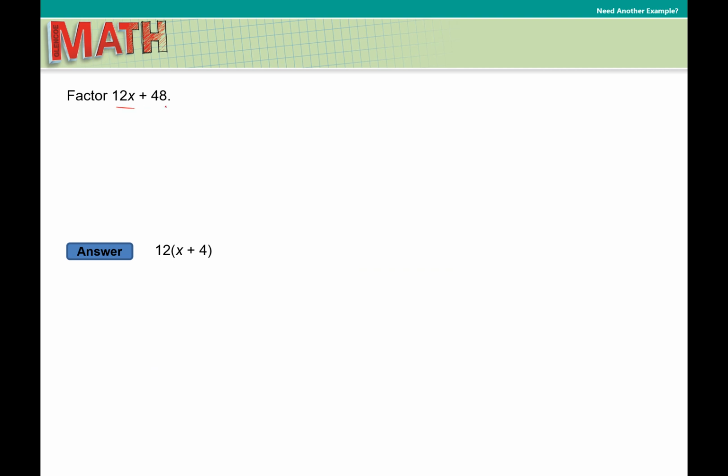Greatest common factor between these two terms is 12. Notice it's not 12x because 48 doesn't have an x, so it's just plain old 12. If I divide both of those terms by 12, I get an answer of x plus 4. But if I divide it up by 12, I need to be able to multiply it again by 12.